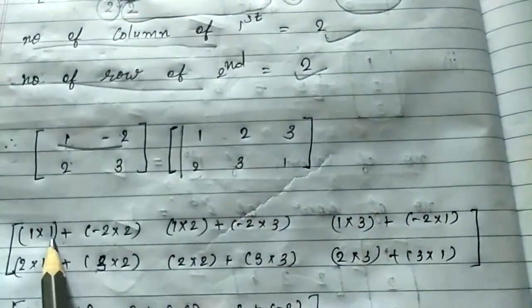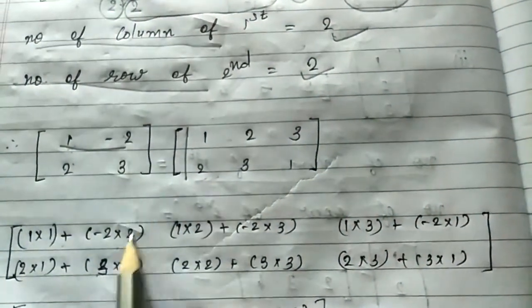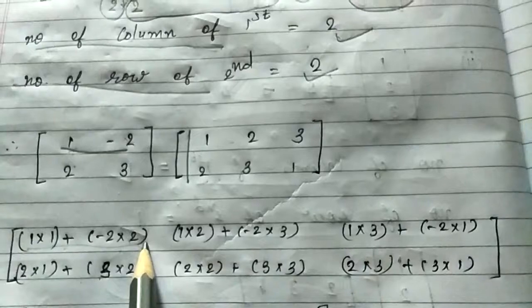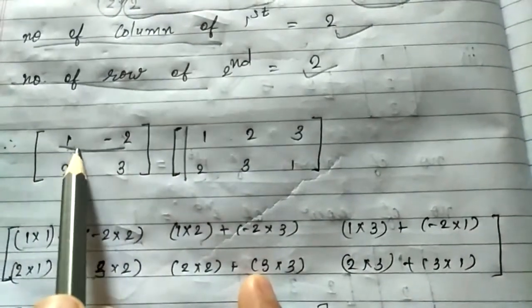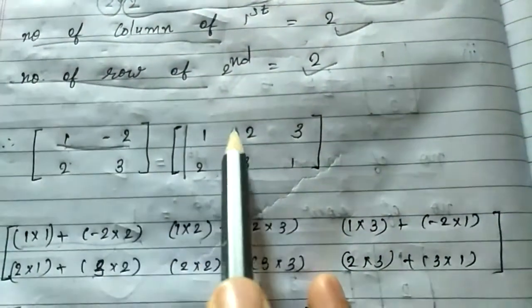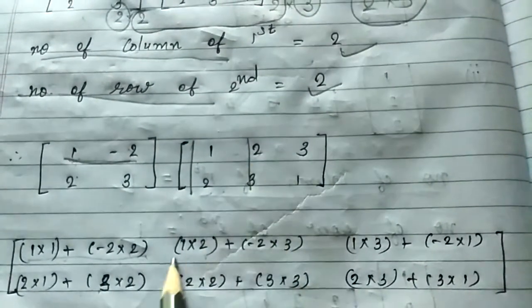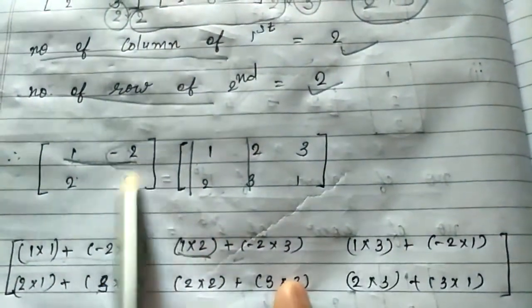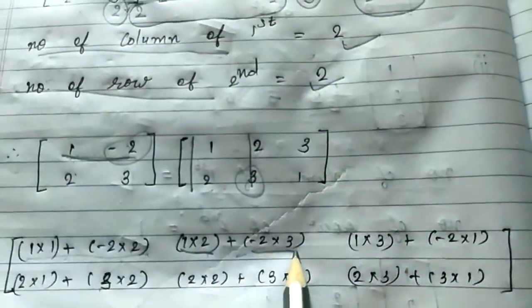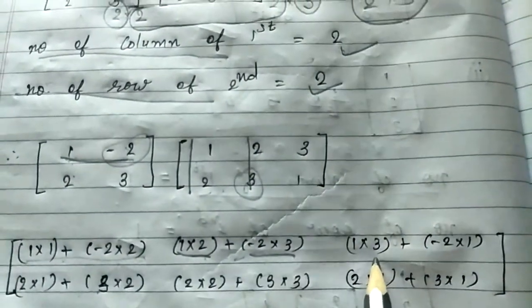So 1 into 1, 1 plus minus 2 into 2. So that will be the first element. Now for the second element, what we have to do? First row and second column. So now we multiply 1 into 2 plus minus 2 into 3. Then we are going to get the third element.